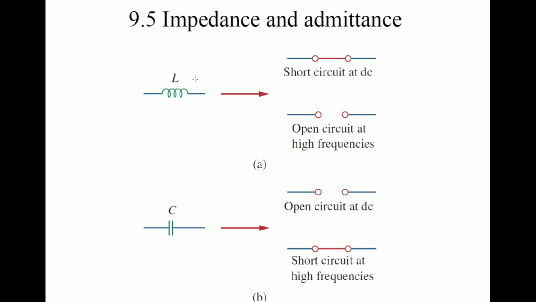If it's an inductor, in a DC circuit it is a short circuit, while at high frequency, which is an AC circuit, it is an open circuit. However, a capacitor in a DC circuit is basically an open circuit, while in an AC circuit the capacitor will act as a short circuit. So you need to remember this. Don't confuse short or open circuit for L and C.